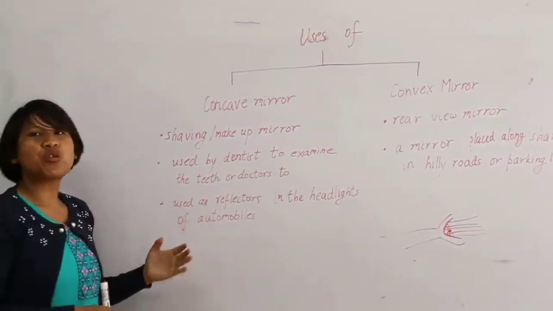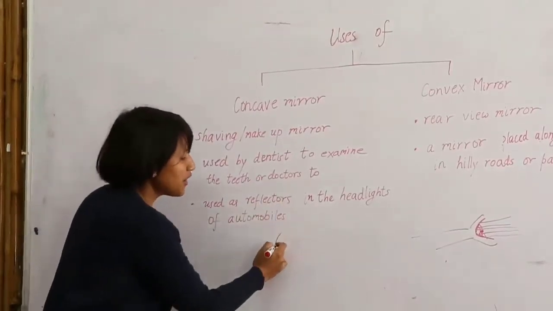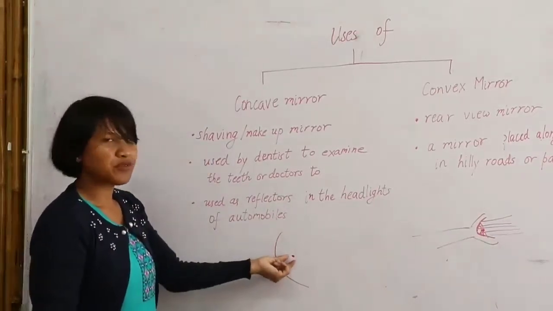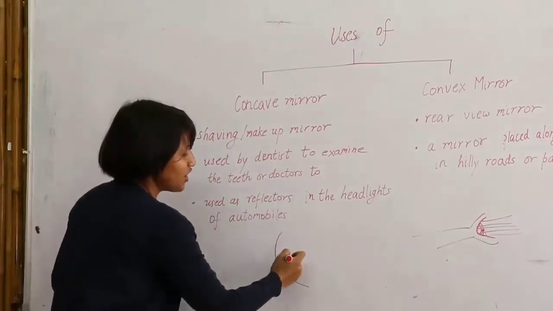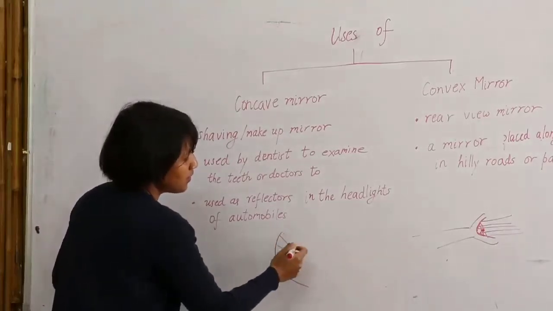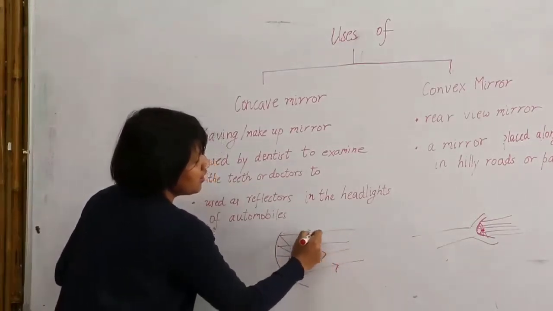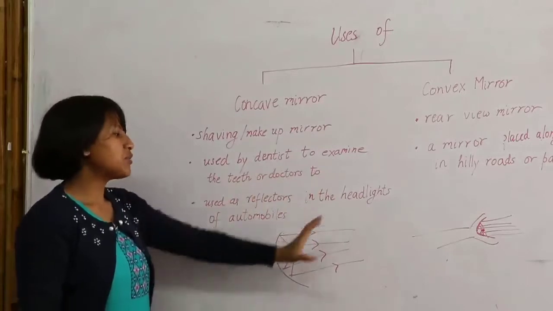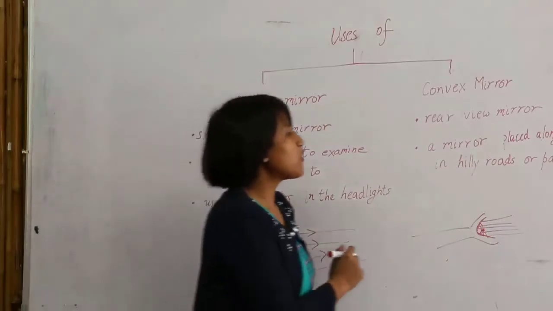Even in automobiles, it is used as reflectors, just like torches. They have placed the beam light, and the part is concave. So when rays emerging from the beam light hit this reflector, which is concave in nature, a parallel beam of light will emerge. That's why a strong beam of light comes out.